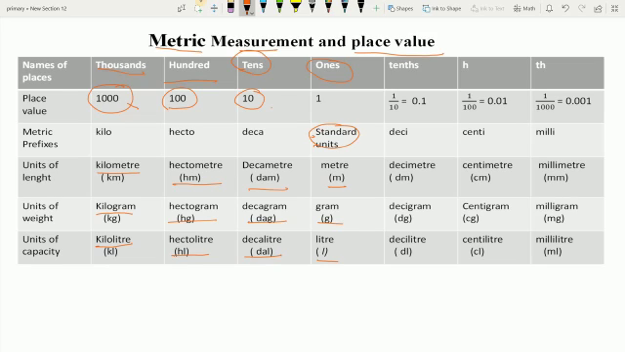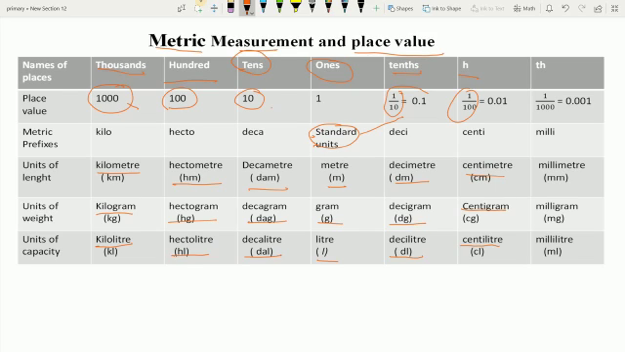Now let's move to the right of the ones column. The units in the tenths column are 10 times smaller, or 1/10 of the standard unit. We name these as decimeter, decigram and deciliter, as the prefix deci means 1/10. The units in the hundredths column are 100 times smaller, or 1/100th of the standard unit. We name these as centimeter, centigram and centiliter, as the prefix centi means 1/100th.